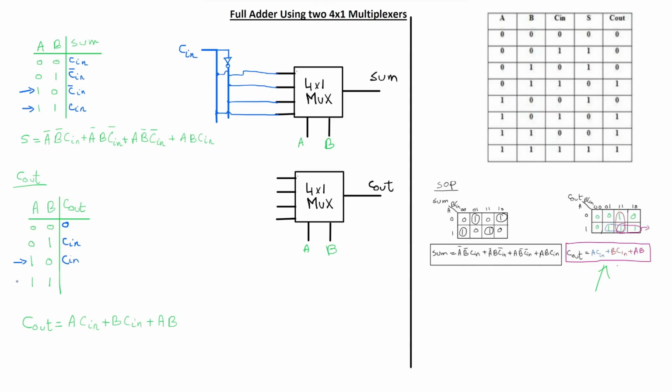And then for the last row, when A is 1 and B is 1, we will have Cin or Cin or 1. We know from Boolean algebra, 1 plus anything is equal to 1. So this will be equal to 1. So for the last row, we will pass 1. So simply this here will be 0 or ground. The second port, we will bring Cin from here. I'm just going to write Cin, you know where to get it from. Third is Cin. And the last one is 1 or VCC. So this is how we can design the circuit for a full adder using two 4x1 multiplexers. I hope this was helpful.